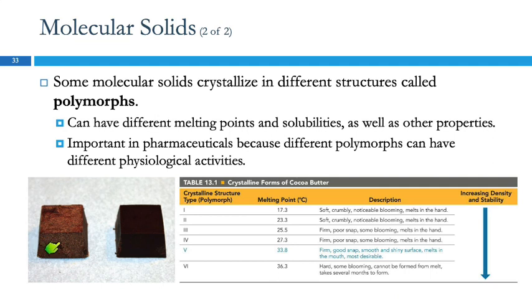So that white stuff is called bloom. And so these other polymorphs have some blooming on them. These guys will melt in your hand. This is what you probably get from that old candy bar. This has some blooming, and you can't form it from a melt. It takes several months to form.